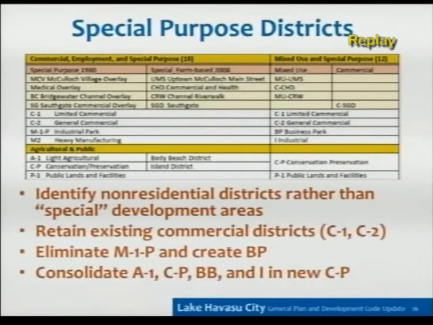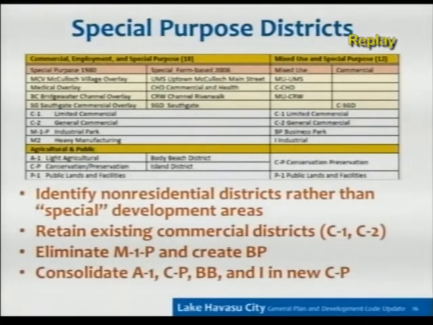Okay. So special purpose districts, we've talked through a handful of these. Essentially how we think of special purpose districts, not only as special development areas, but generally as anything that's non-residential. And so we have grouped commercial, business park, industrial, conservation, preservation, and your public zoning district into this very broad category. And so C1 and C2 are remaining intact. Those are our traditional districts that you see in most places around the country.